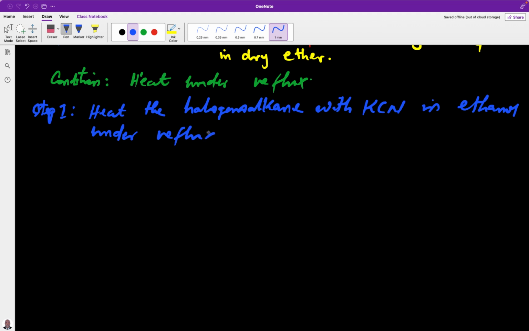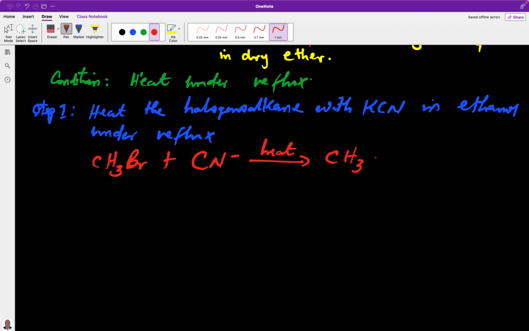This is just how the reaction is. You will see CH3Br plus CN, by heating, and there is that substitution. We will have CH3CN plus the bromide ion. So this is a nitrile. The nitrile has been produced. We must first of all produce the nitrile, by heating the halogenoalkane with potassium cyanide in ethanol under reflux.